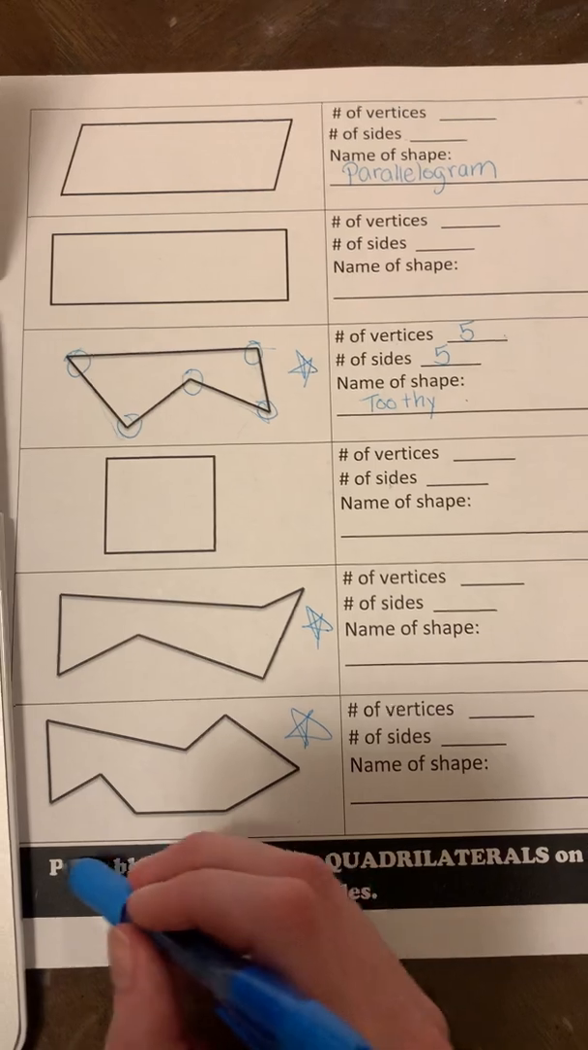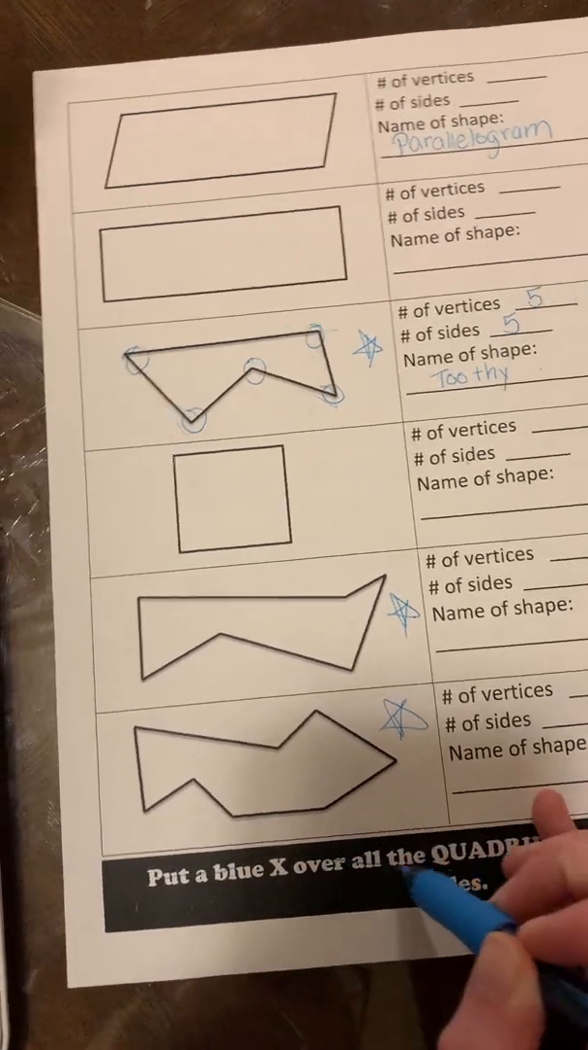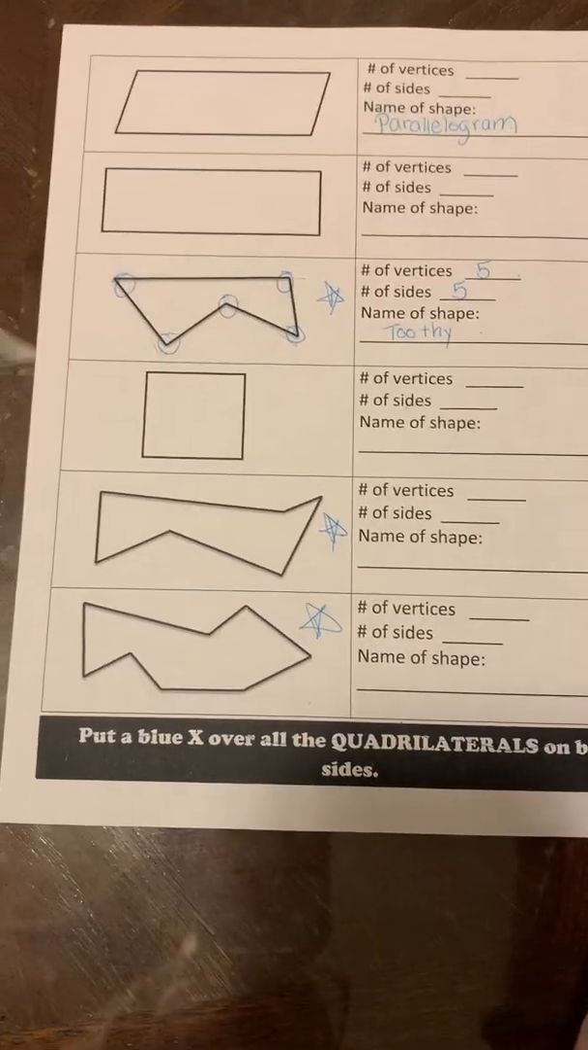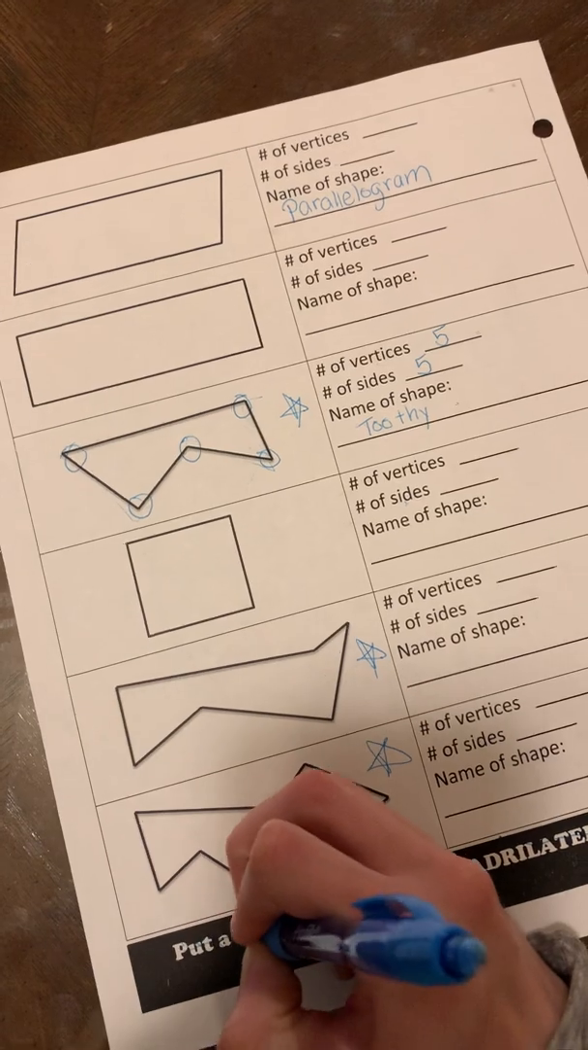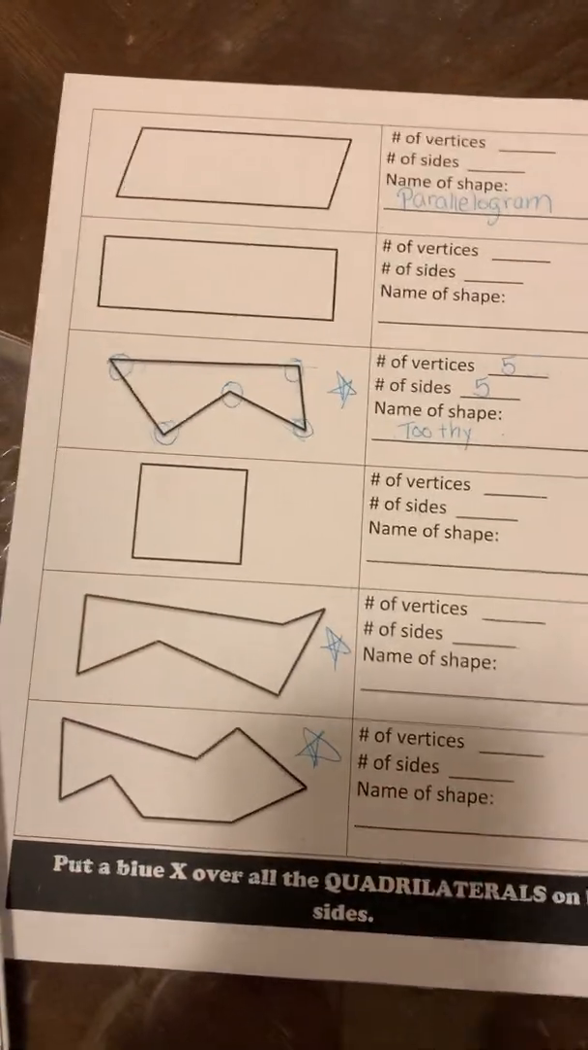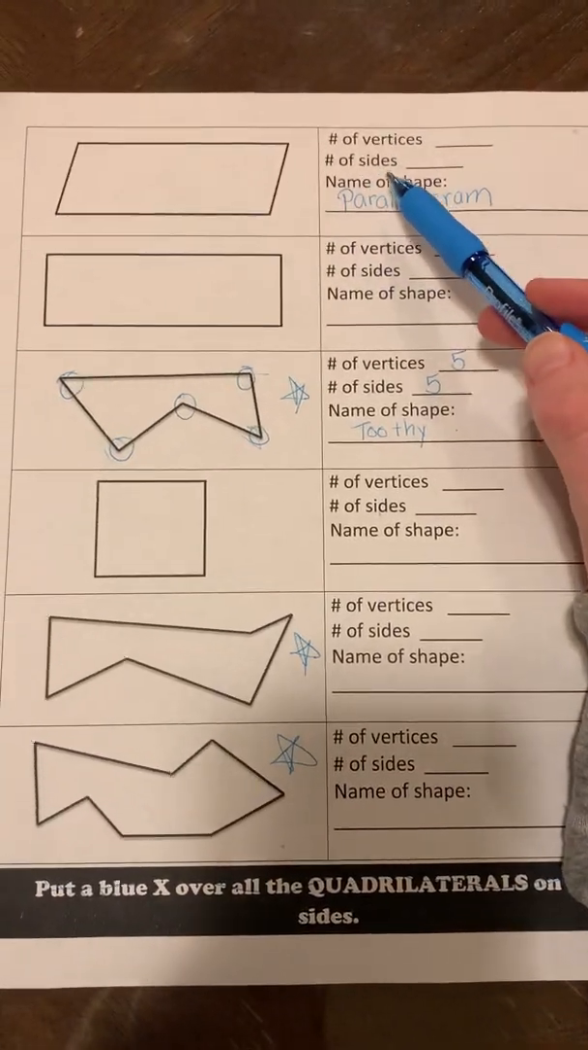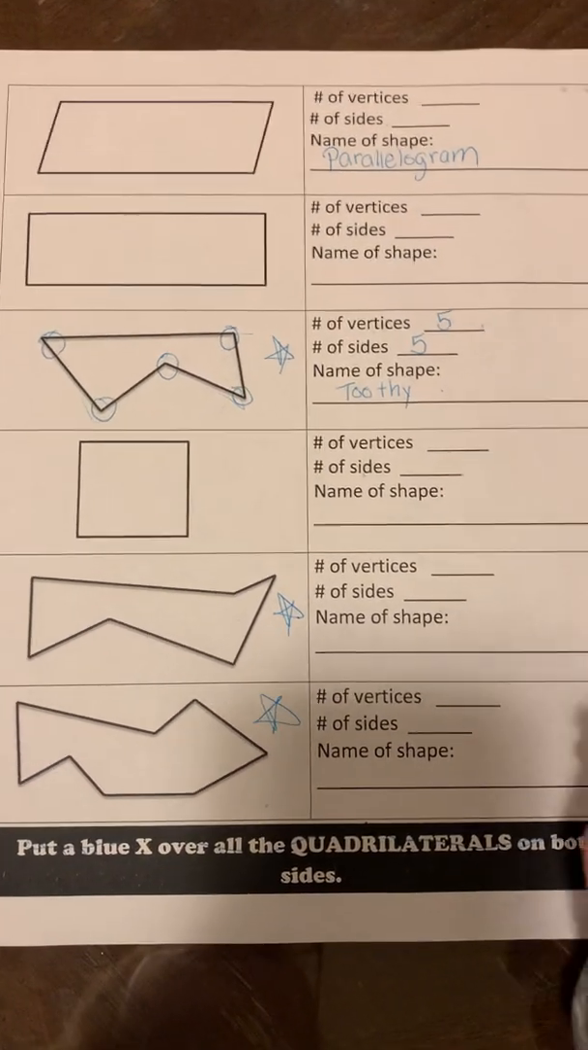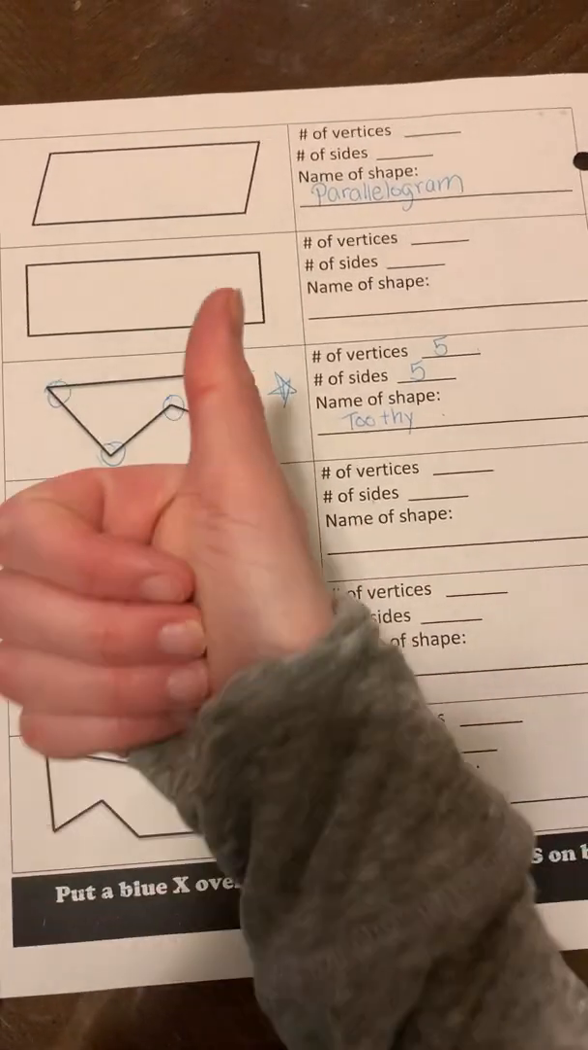All right, don't worry about these bottom directions. You can cross them out. I don't know if you can see that very well. Cross them out. On the other side, there's no directions on the bottom. You can cross out these directions. You don't need to do them. But you do need to tell me how many vertices and how many sides and the name of the shape for each one of these. All right, your turn.